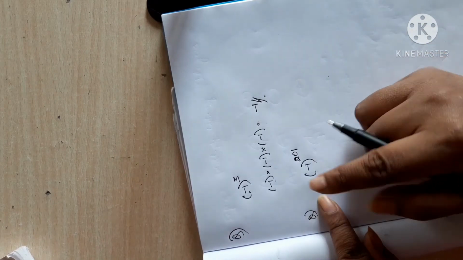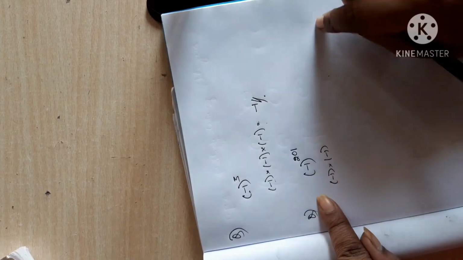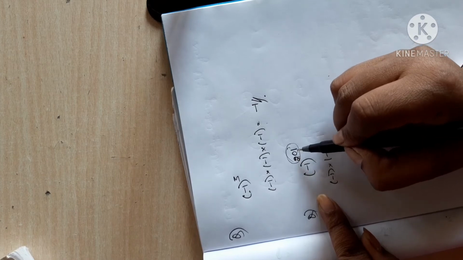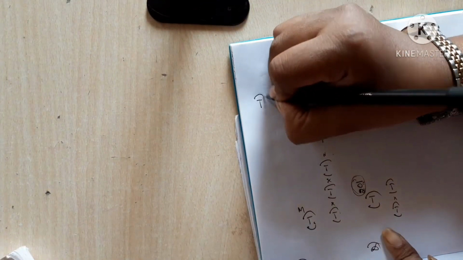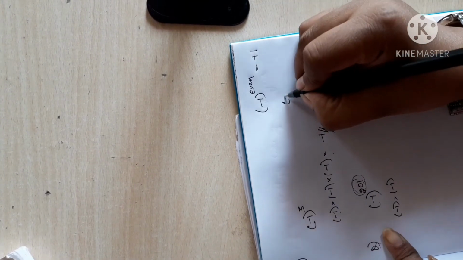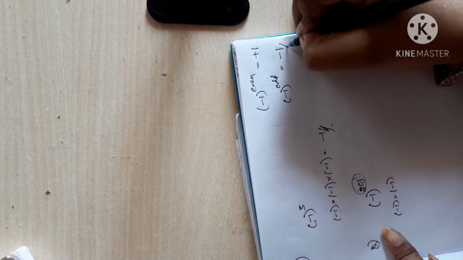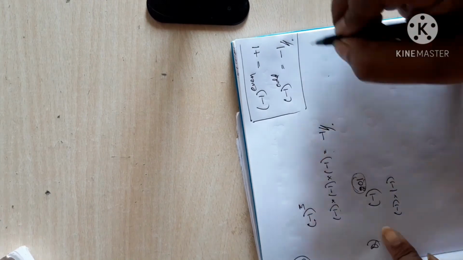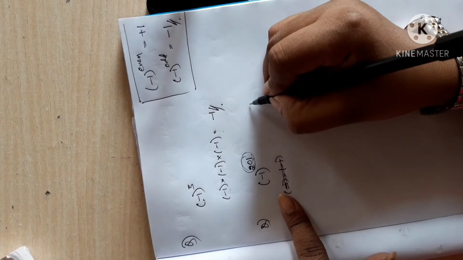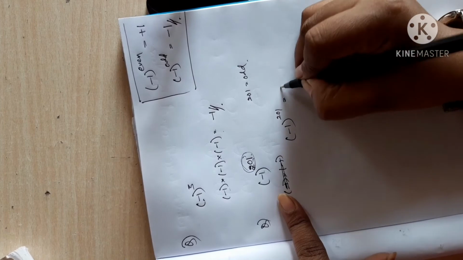If it is given like this, minus 1 whole power 201, you cannot write minus 1 into minus 1 so on 201 times. So you should see the power. Whether it is even or odd, you need to check. Minus 1 whole power an even number, the answer is plus 1. Minus 1 whole power an odd number, the answer is minus 1. Clear? By using this formula you can solve this. Now minus 1 whole power 201: 201 is an odd number, so the answer is minus 1.